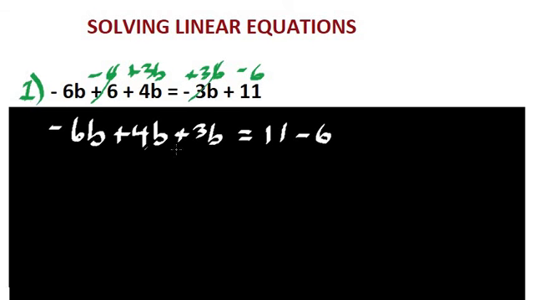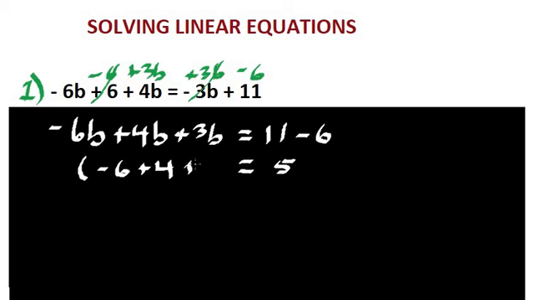Now that I have the b terms on one side and the constant terms, when I say constant I mean terms without letters, on the other side, I can now simplify both sides. I can simplify this side in b and this side as a constant. Of course, you know 11 minus 6 can be calculated to be 5, correct? Now, how do we simplify this? This can be done mentally. We have a -6, a +4, and a +3, all in B's. So this is what we could do mentally.